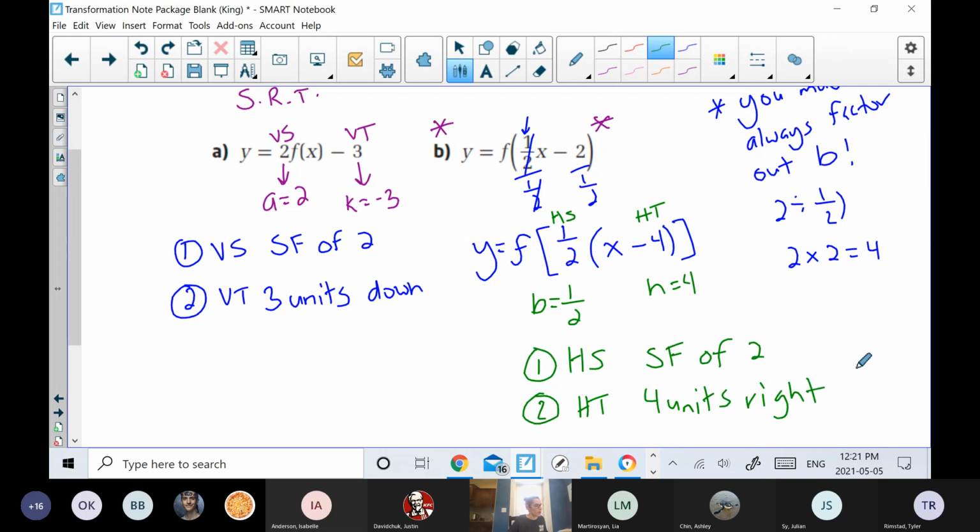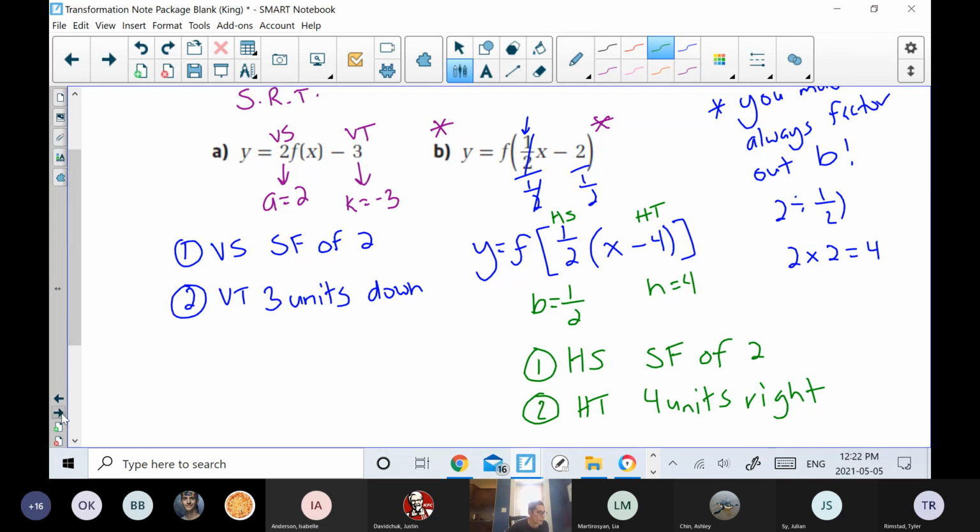So those are the 2 transformations. I will be giving you several more examples where the B value is not factored out. The reason we do that is because on the diploma, they will never factor out the B value. So on your exam tomorrow, the B value will not be factored out. You'll have to factor it.